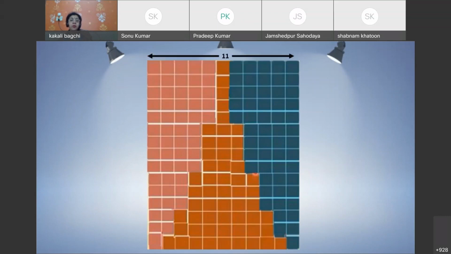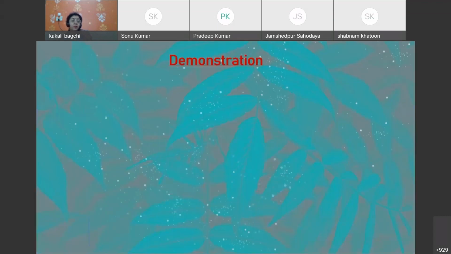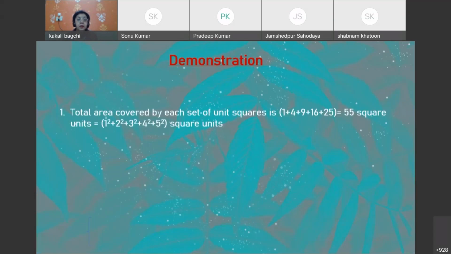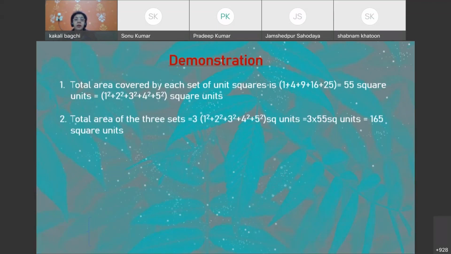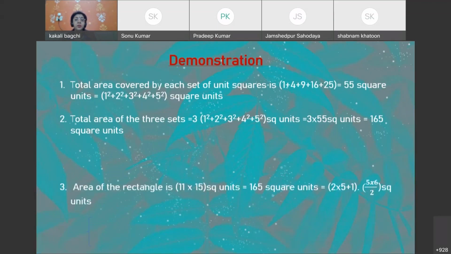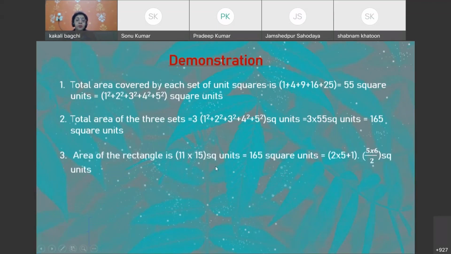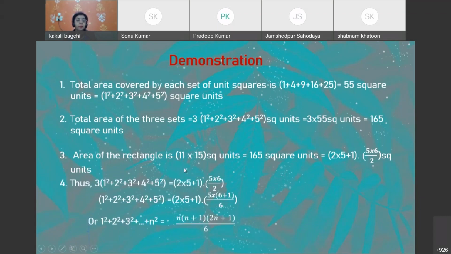Now count the number of boxes here, 11. Here count 15. So what is the total number of boxes? 11 into 15, 165. So total area covered: 55 was one stack and 3 stacks are there, 3 into 55, 165. Area of this was also 165, 11 into 15. So definitely 3 into 1 square, 2 square, 3 square, 4 square, 5 square is also 165. These two are equal. By this, you can derive the formula of the sum of the squares of the first n natural numbers.